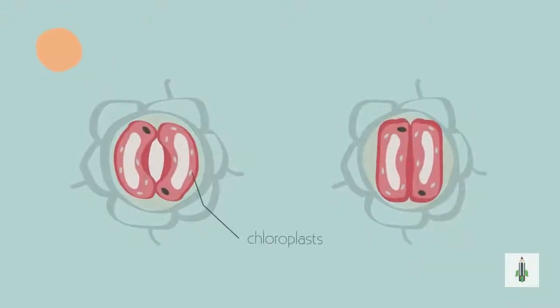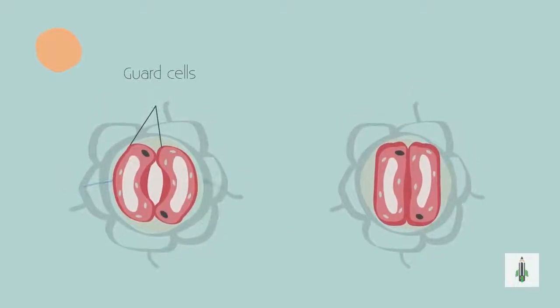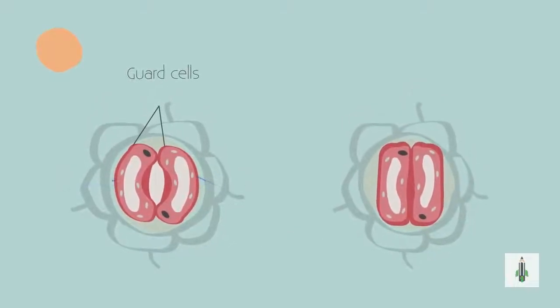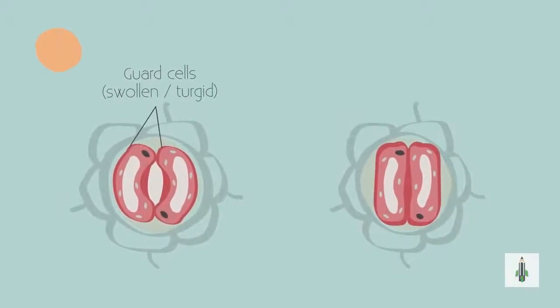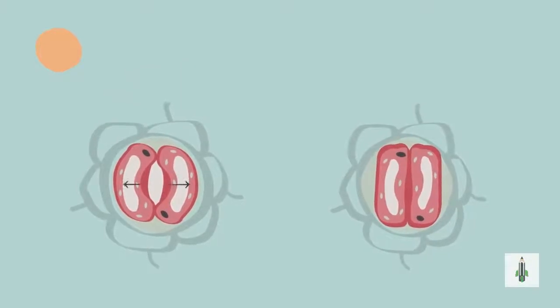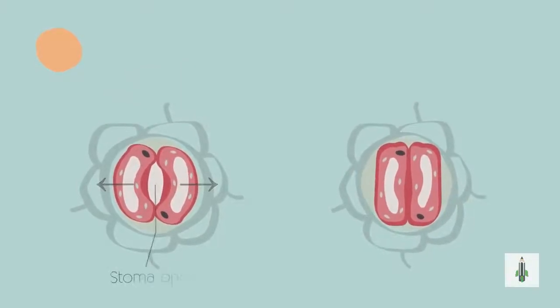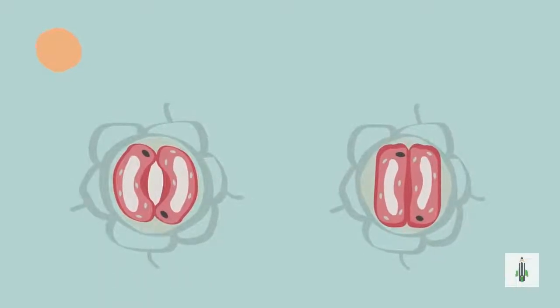During daylight hours, chloroplasts produce sugar. This lowers the water potential of the guard cells and they take in water by osmosis. This makes the guard cells turgid. Because the guard cells have different cell wall thickness, when turgid, they bend more on the outside into sausage shapes. This opens the stomata, or the pore. Water can then be lost.